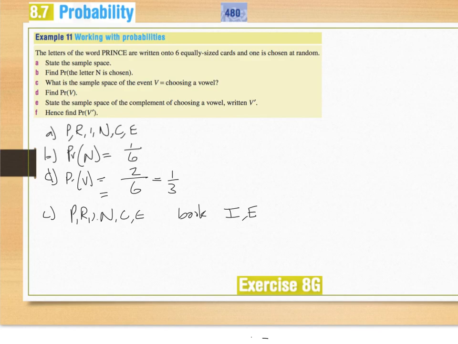What's the sample space if I want to find a complement? I still have to pick out of the total P, R, I, N, C, E. That's still the sample space. What are my favorable outcomes if I choose something that's not a vowel? That gives us P, R, N, and C. That is not the sample space. This is called your favorable outcomes.